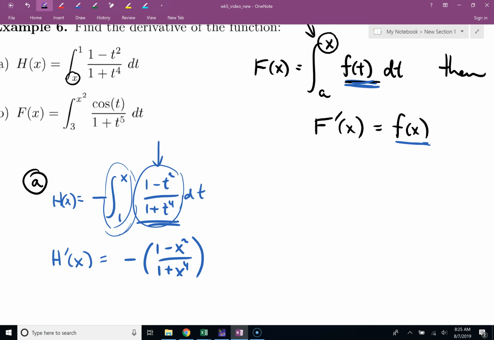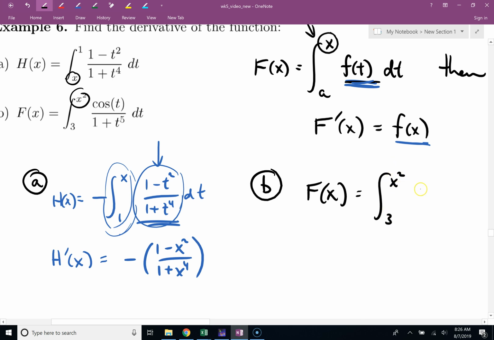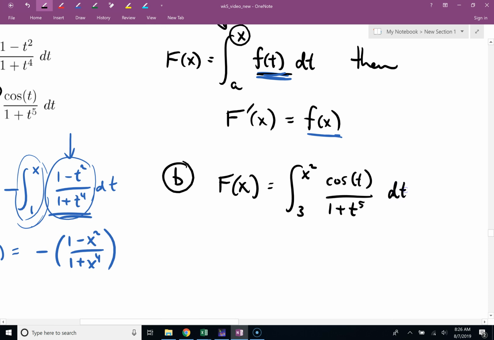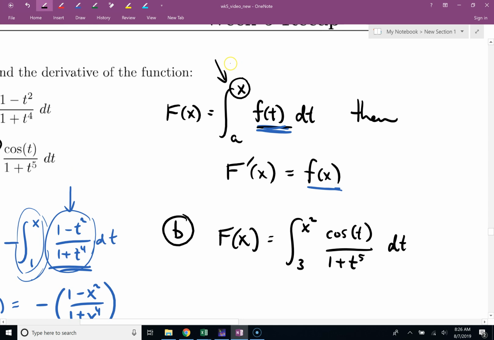All right, let's go ahead and move on to part B. In part B, we have this nice variable in the upper limit of integration. So again, maybe I'll just go ahead and rewrite this. F of x is equal to the integral from 3 to x squared of cosine of t divided by 1 plus t to the 5th dt. And so you can see this is now more complicated, right? We don't just have x in here, we have x squared.